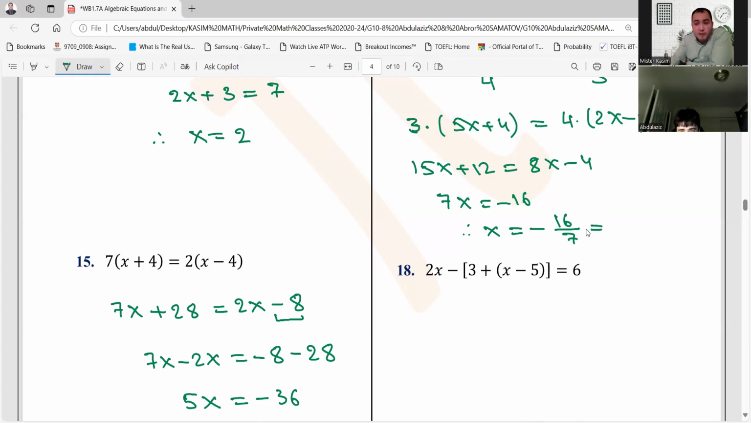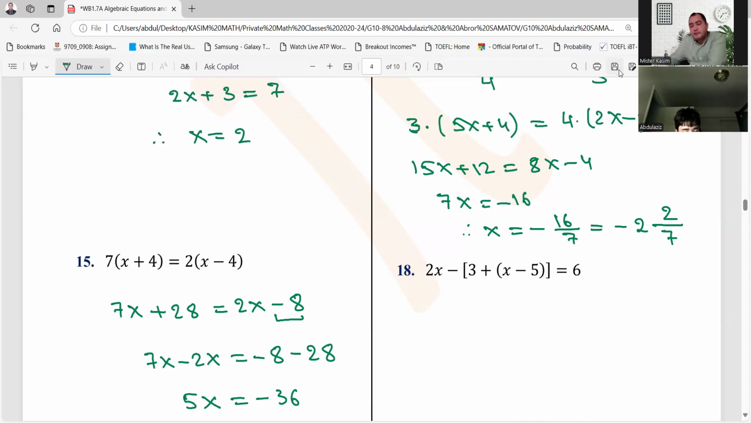So now this is an improper fraction. Can you convert this to a mixed number? How many sevens are there in 16? 2, right? So that is minus 2. 2 times 7 is 14. 16 minus 14 is 2. Okay, good. Abdullah, very good.